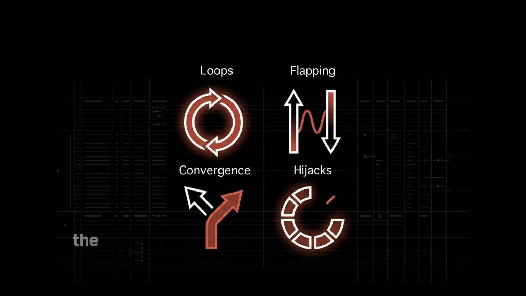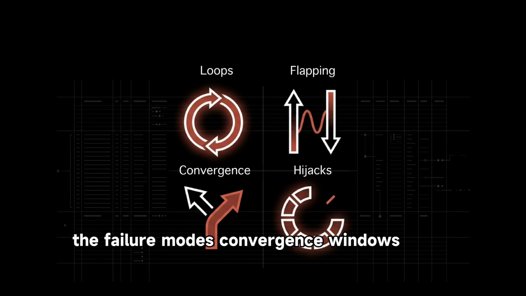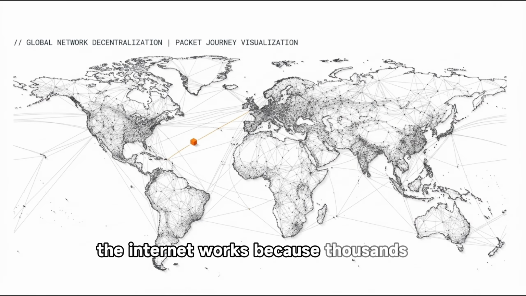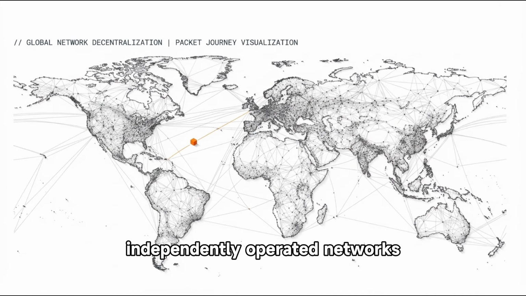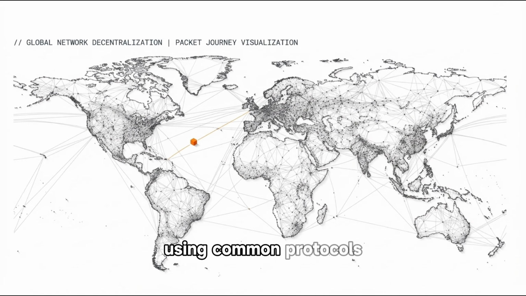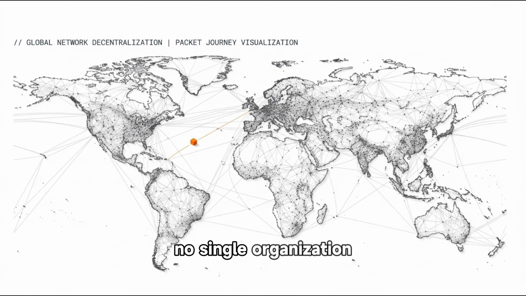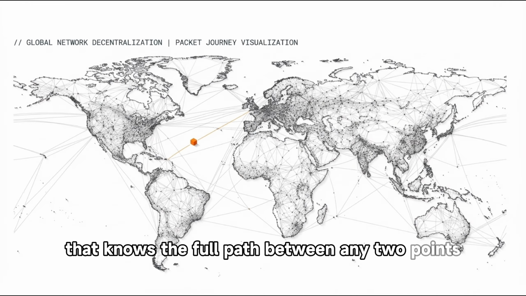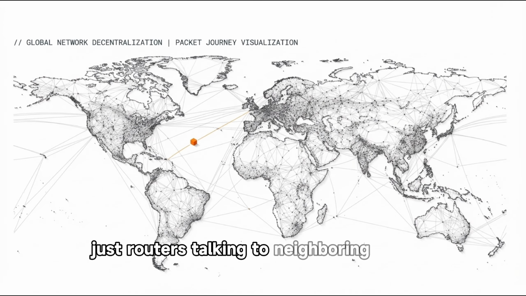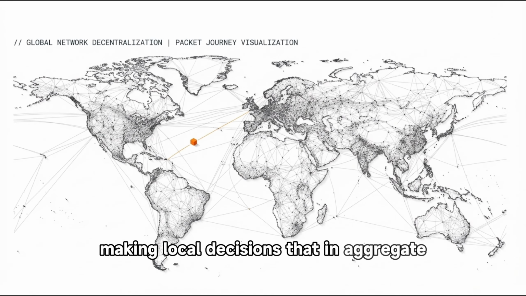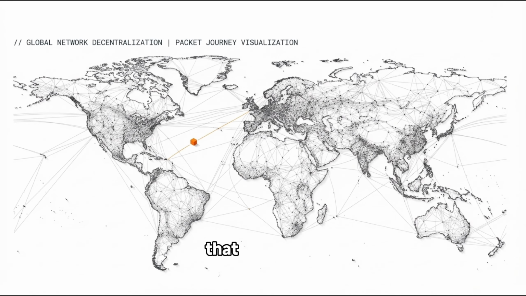And around all of it, the failure modes: convergence windows, loops, flapping, hijacks, cascading failures. Each one a consequence of how distributed systems handle imperfect knowledge. The internet works because thousands of independently operated networks share routing information using common protocols. No central controller, no master routing table, no single organization that knows the full path between any two points. Just routers, talking to neighboring routers, building tables from what they learn, making local decisions that in aggregate route your packets across a planet. That is routing.